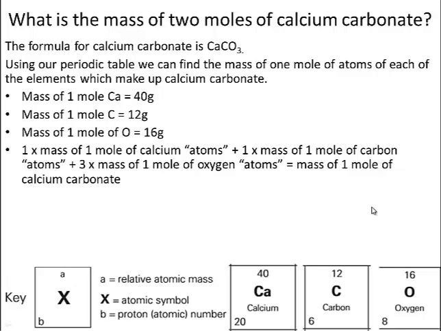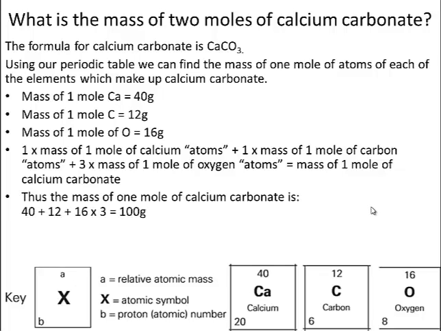Thus, the mass of 1 mole of calcium carbonate will be equal to 1 times the mass of 1 mole of calcium "atoms" plus 1 times the mass of 1 mole of carbon "atoms" plus 3 times the mass of 1 mole of oxygen "atoms". I put quote marks around the word atoms because hopefully you know that calcium carbonate is an ionic compound consisting of Ca2+ ions and CO3 2- ions.